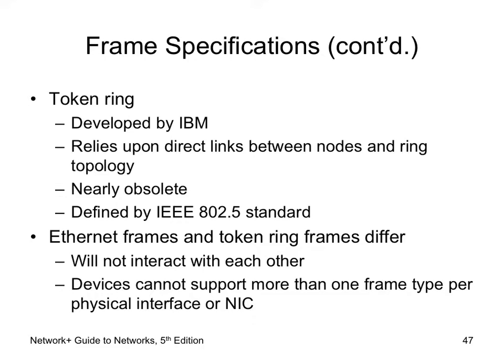Token ring, developed by IBM. This relies upon direct links between nodes and ring topology. It's nearly obsolete. A lot of military and old research facilities still have total ring topologies. And ring topology, I think I mentioned last week how a lot of times in ring topologies your computers have 2 NIC cards, one for input, one for output. It's the 802.5 standard. Ethernet frames and token ring will not interact with each other. It's kind of a self-contained system, and devices cannot support one another on a physical layer.